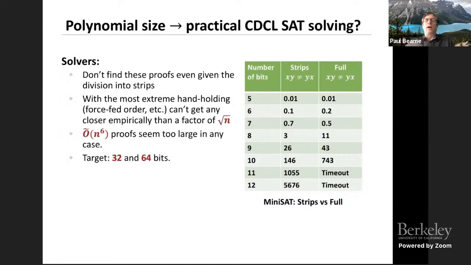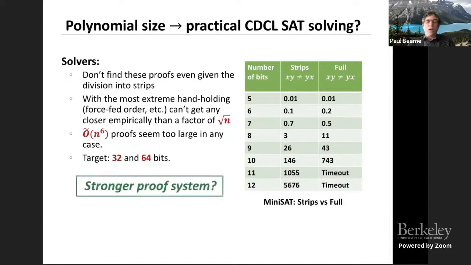It doesn't find these proofs, even given the division into strips. They're at least a factor of n bigger. They do seem to have polynomial dependence, but it's horrible, and the polynomial crossover point is actually not much different from the exponential. And with extreme hand-holding, force-fed order, and lots of other things, we can't get closer empirically than a factor of square root of n of the best. n to the 6 seems too large in any case. We want to target much bigger values than this.